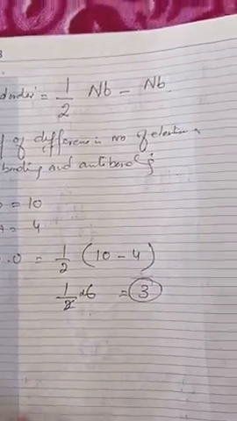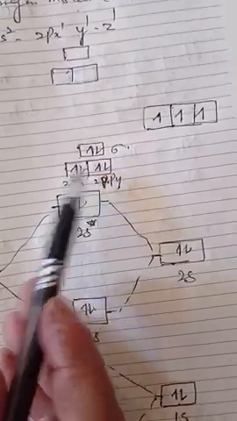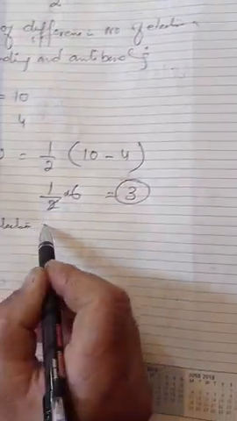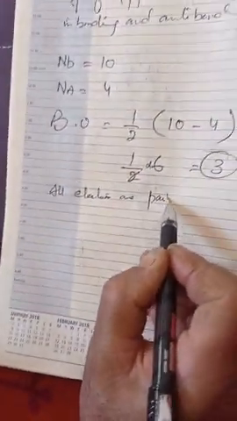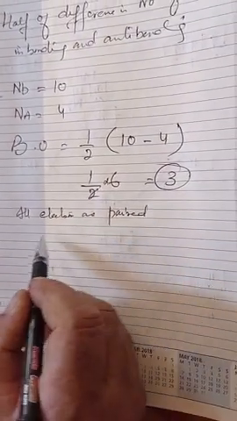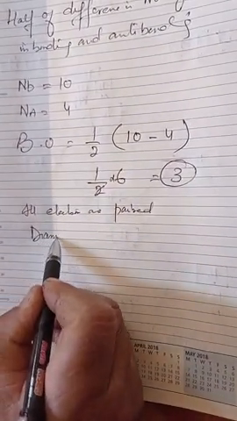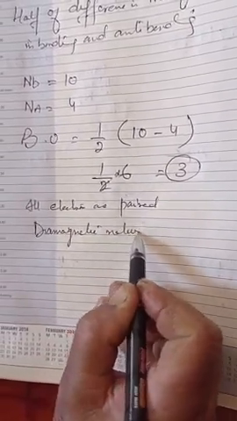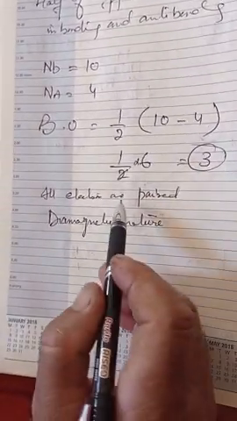Now you have seen, I will show you the diagram again. Since all the electrons are paired, there are no unpaired electrons. So we can say that when an atom has paired electrons, it is diamagnetic in nature. The nitrogen molecule is diamagnetic because all the electrons are paired.